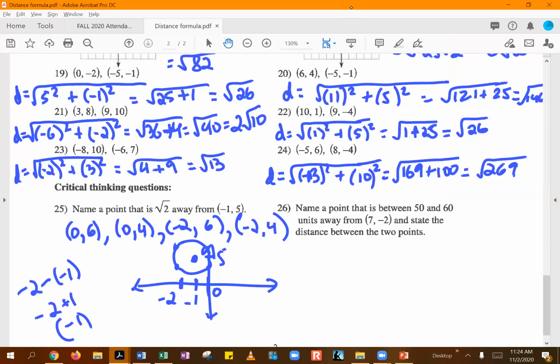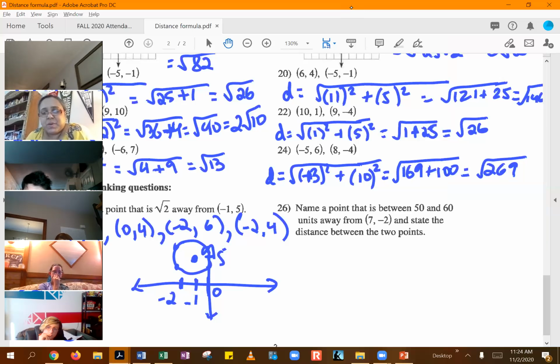Alrighty, very good. Now, can you tell me, what are you thinking for number 26 over here? Name a point that is between positive 50 and positive 60 units away from 7 and negative 2, and state the distance between the 2 points. So they're again giving you the distance, right? They're saying it is between 50 and 60 units away from 7 and negative 2, and they want to state what the distance between the 2 points will be.